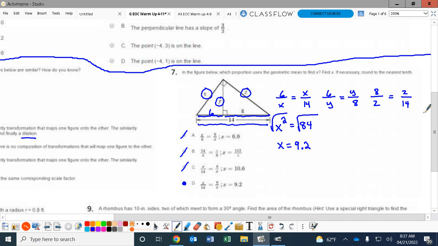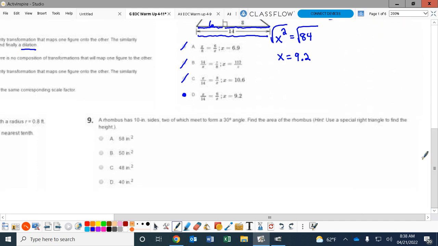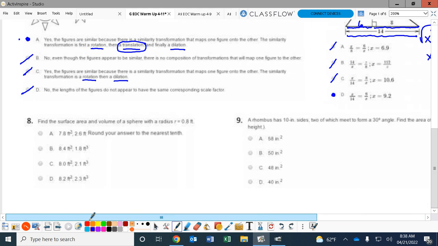Okay, guys. So the bottom, let's go down here. So for this one, it says find the surface area and volume of a sphere with a radius of this. Guys, we haven't done this. We may or may not get to it. It just depends. Before the EOC, I'm going to give you the formula, and let's go through and talk about it.